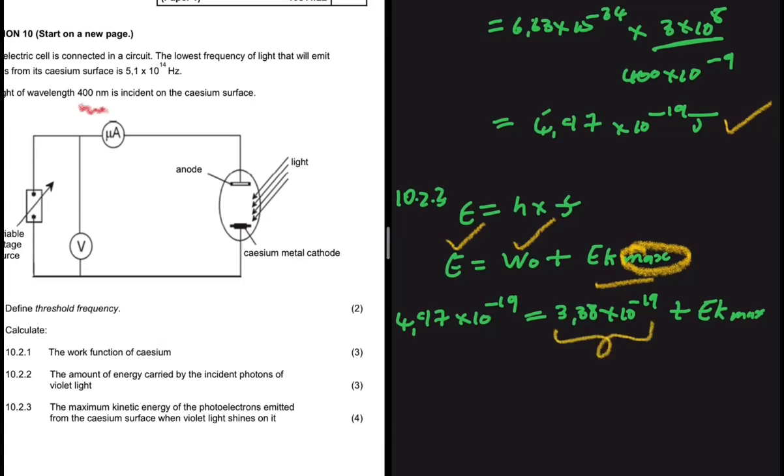And then if you subtract 3.38 times 10 to the minus 19 from 4.97 times 10 to the minus 19, you're going to get EK max. So we have EK max being equal to 1.59 times 10 to the minus 19 joules. So that is the maximum kinetic energy of the electrons that are being emitted from the cesium metal surface when violet light is incident.